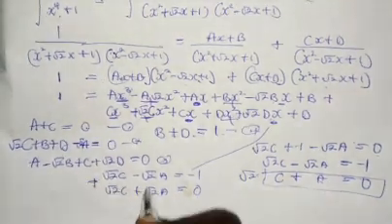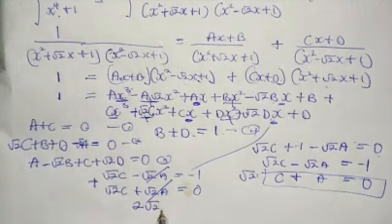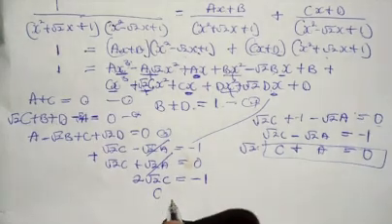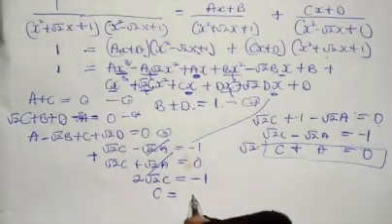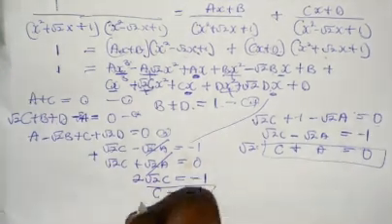Now add the two equations together. This is going to cancel out each other. When you add this together, it's going to give us 2 root 2c. And here when you add this together, we have minus 1. So therefore, if you divide by 2 root 2, our answer for c is minus 1 over 2 root 2. So this is the value for c.